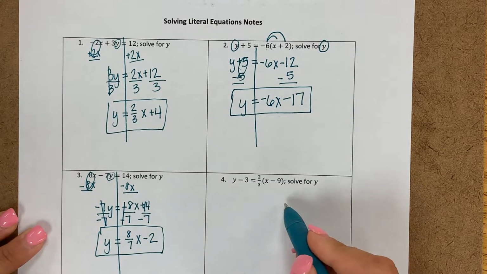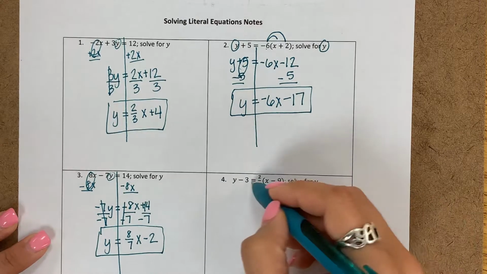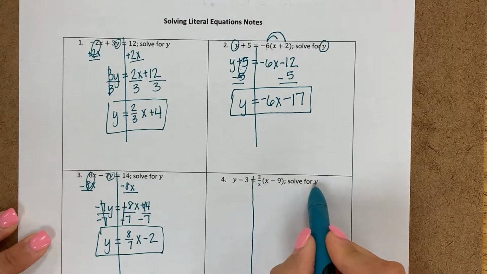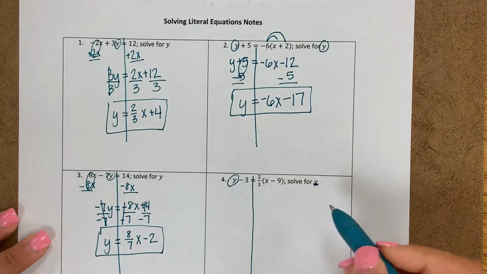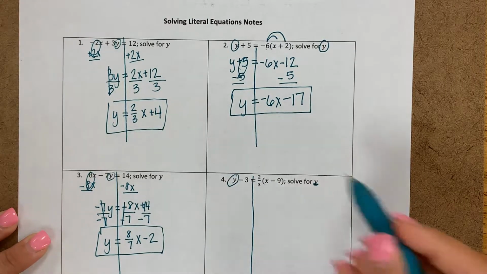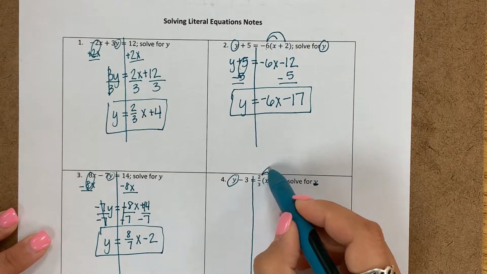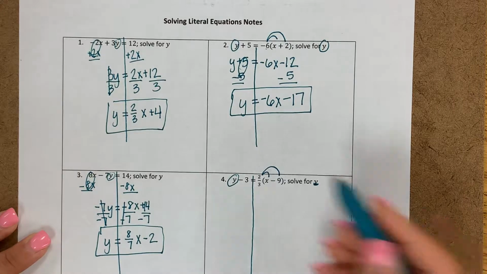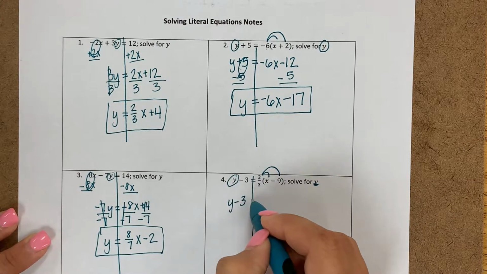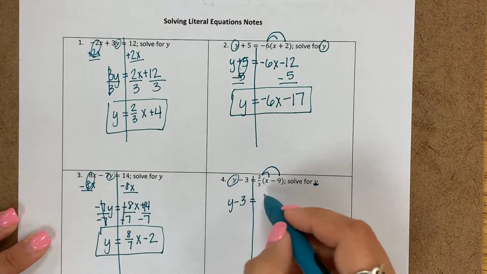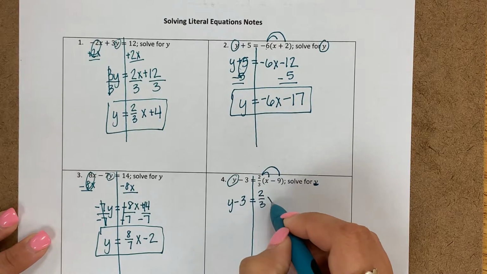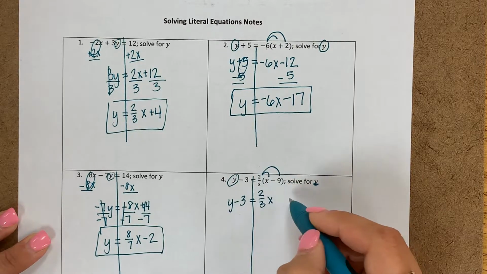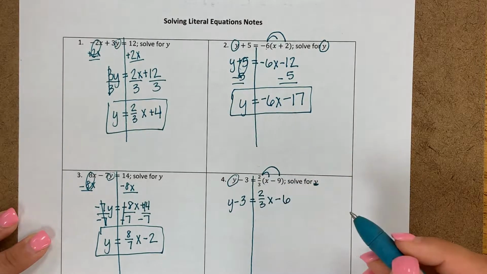We're going to go ahead and go down to number 4. It is very similar to number 2. So draw our line, once again, solve for y. So we're getting the y by itself. But just like in number 2, we have the parentheses we have to deal with, so we have to distribute and multiply. Bring down our y minus 3. 2/3 times x gives us 2/3 x. 2/3 times negative 9 would give us a negative 6.